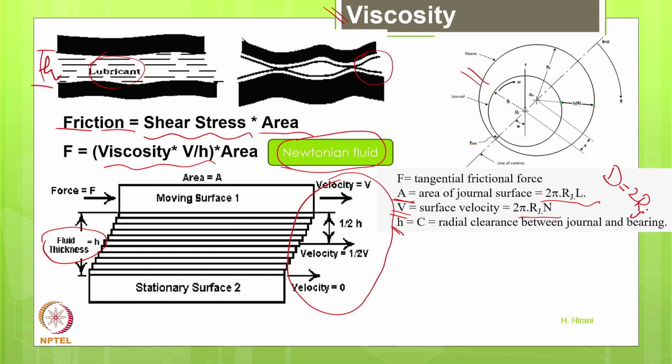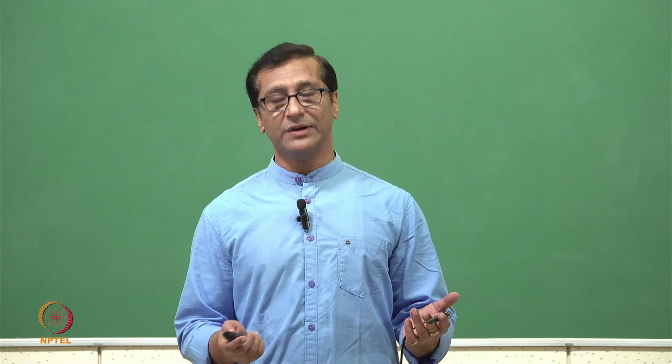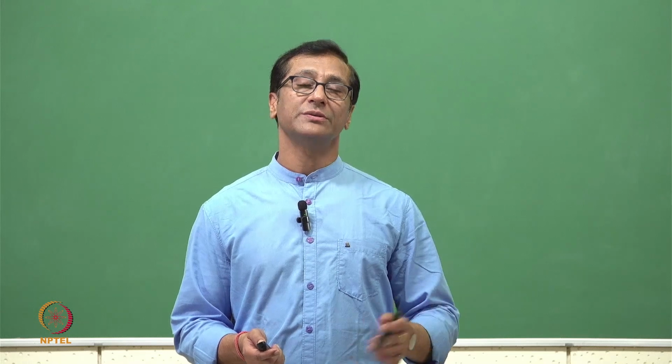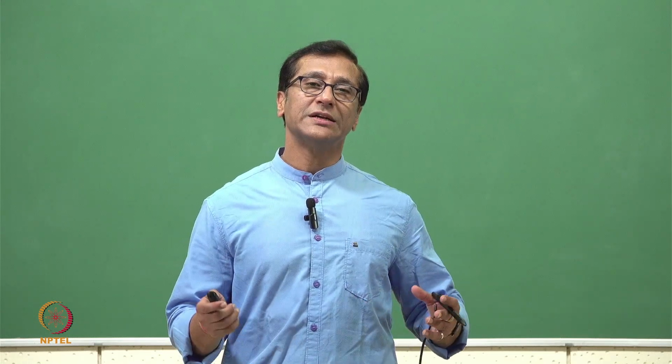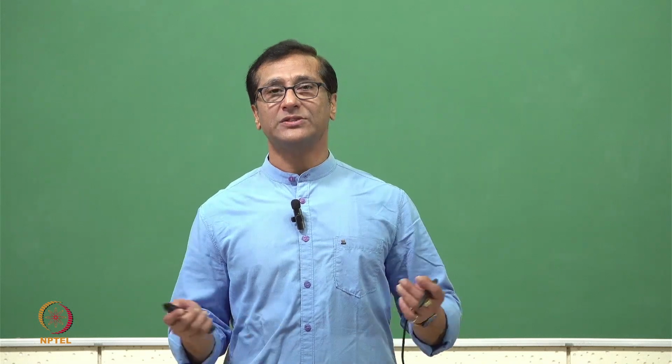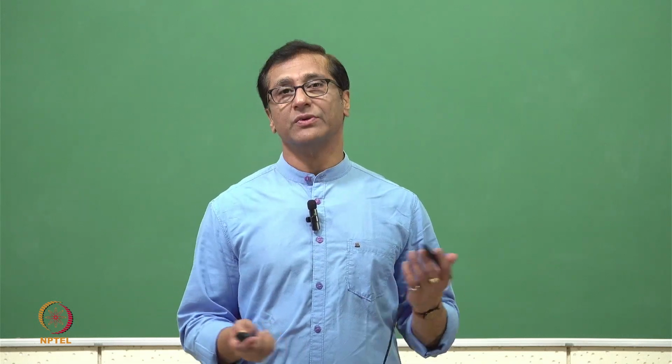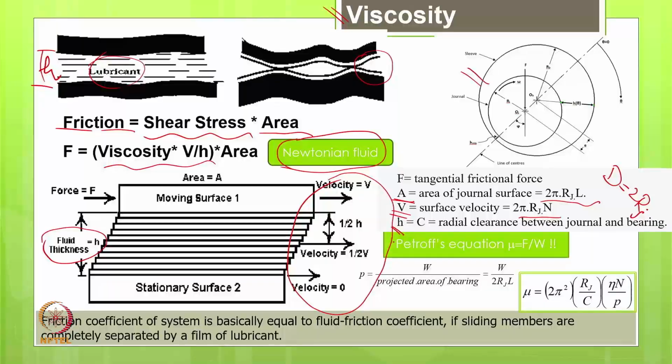We can assume clearance, we can assume 50% of clearance, but more dominating when we started, they assumed that two surfaces will be completely separated and the h will be equal to c. That's what was mentioned here, and based on that Petrov developed the equation of the coefficient of friction, which says friction force divided by normal load.